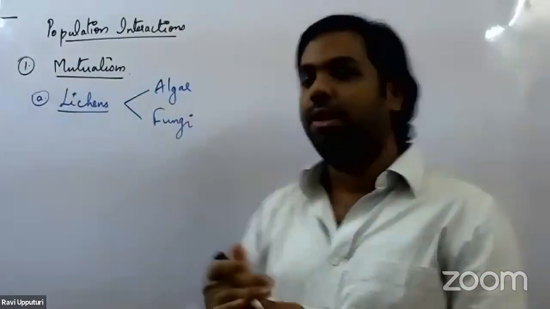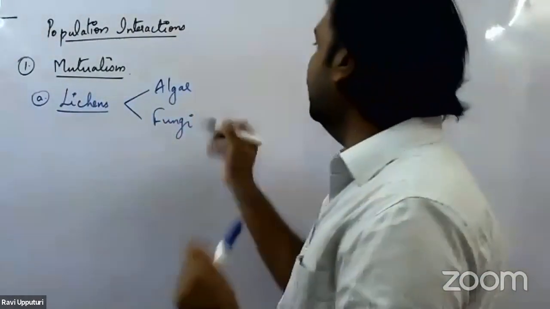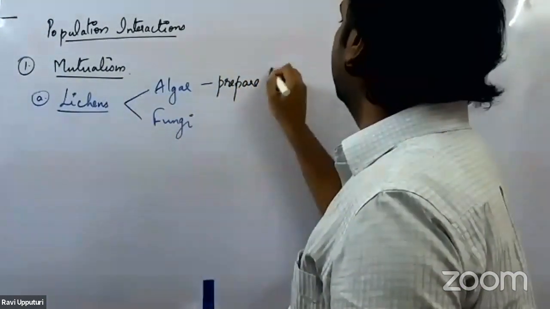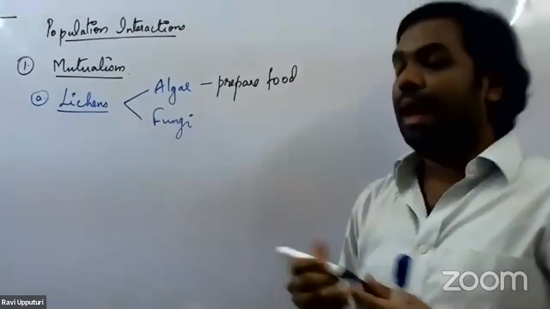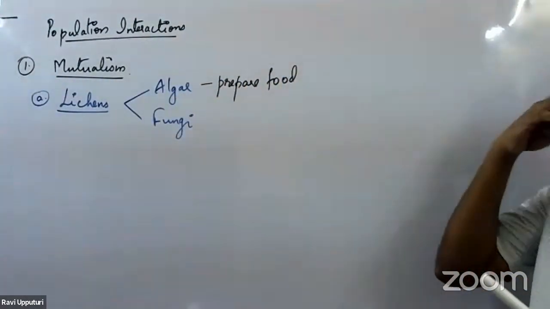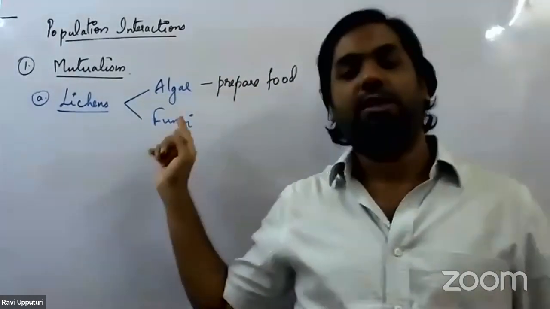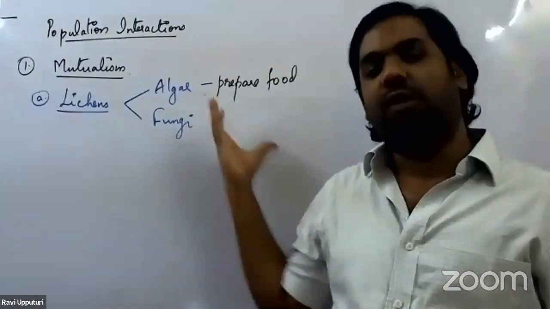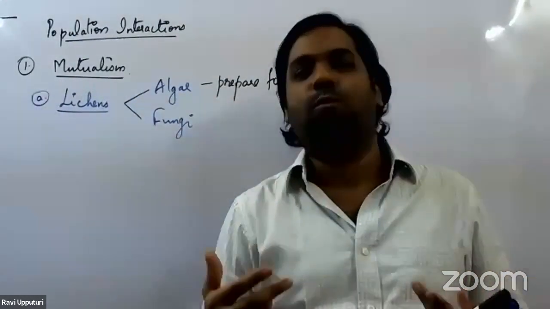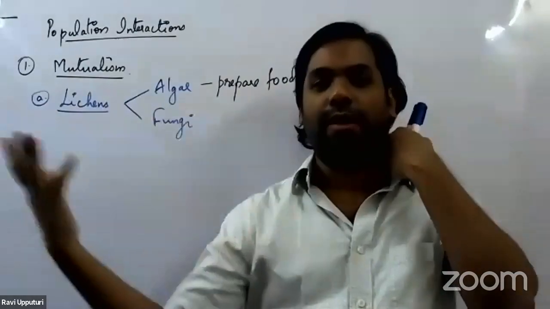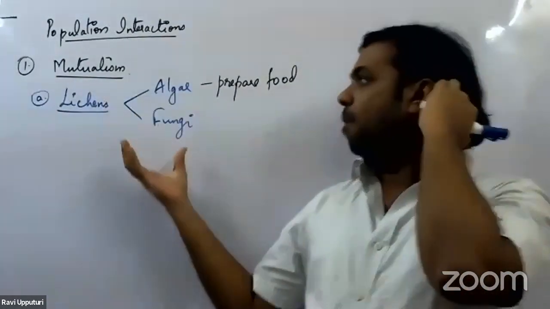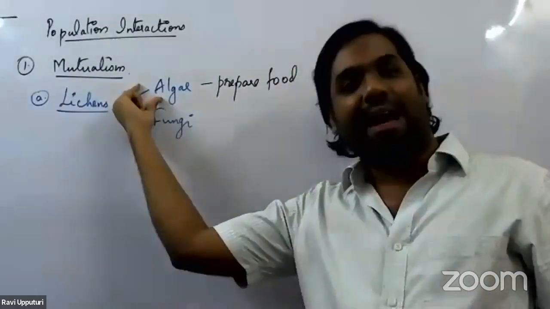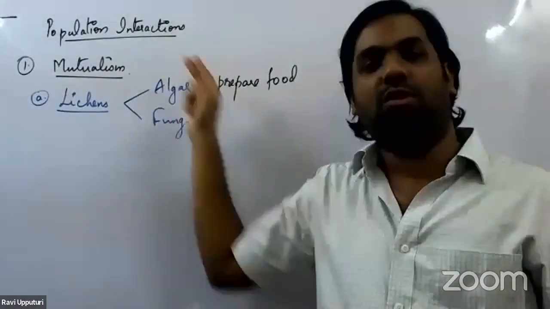So how are they benefited? What does the algae do? The algae prepares food for the lichens and itself. That food which is prepared by algae will be given to the fungi, because we know that fungi cannot prepare their own food. Why can fungi not prepare their own food? Because they are simply saprophytes. Since fungi are saprophytes, they rely on other organisms for their food. So here their food need is solved due to the interaction with algae. So algae prepares the food and gives the food to fungi.